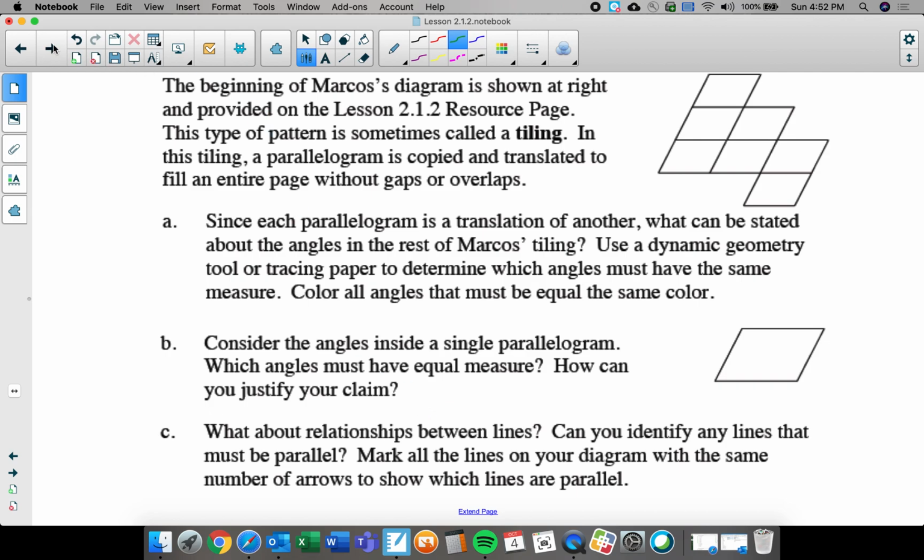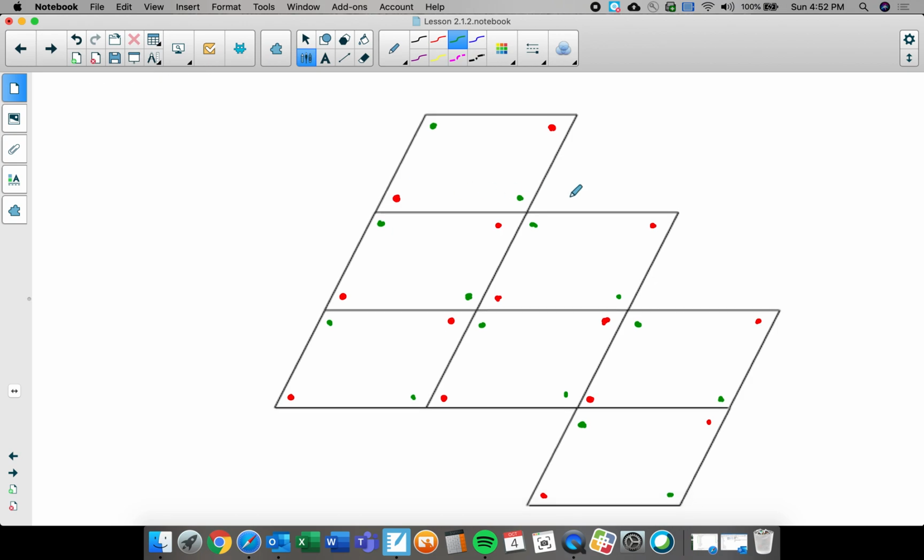Okay, so if we take a look, remember these are parallelograms. So by definition, these are parallel lines. So that means this line must be parallel to that line, must be parallel to that line, must be parallel to that line. Okay, same thing over here. Parallel, parallel, parallel, all the way down. Okay, so those have to be parallel.